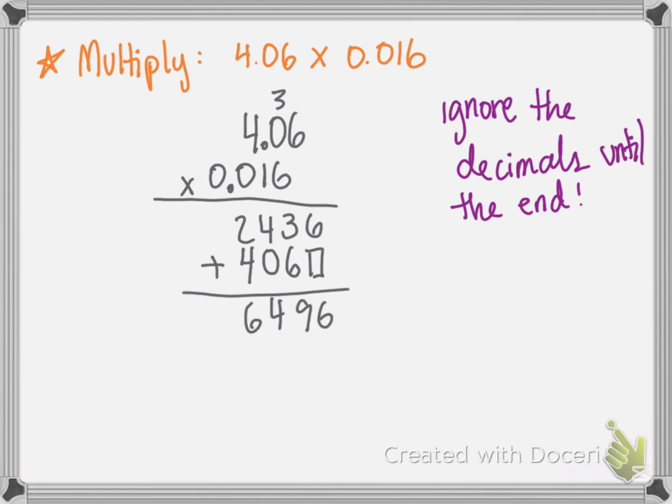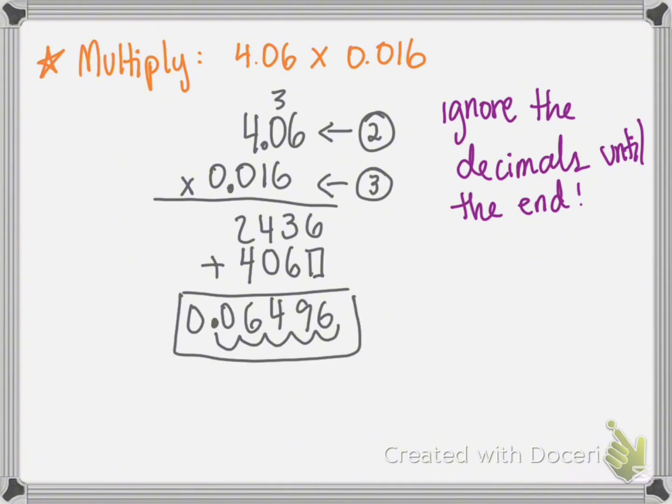And now we go back and count how many decimal spaces we have. We have 2 here, and we have 3 on the bottom. So we have a total of 5 decimal spaces. So we have to move from here 1, 2, 3, 4, 5 and put the decimal point there. So our answer is 6,496 hundred-thousandths. Don't forget the decimals at the end.